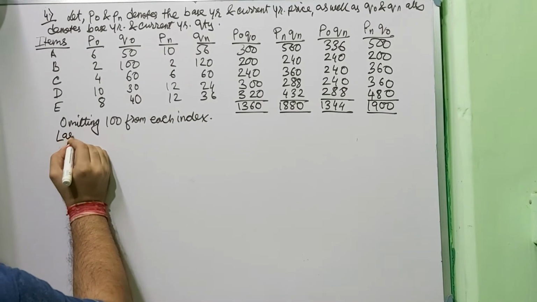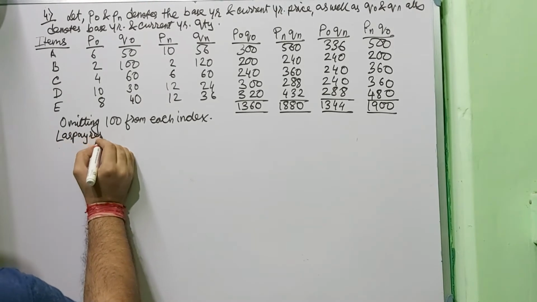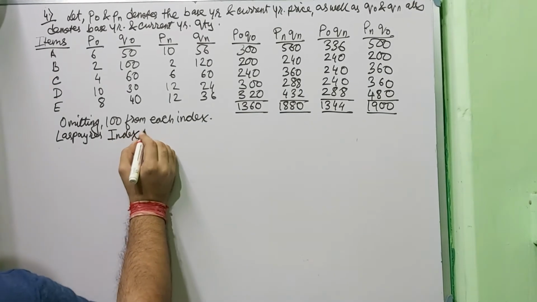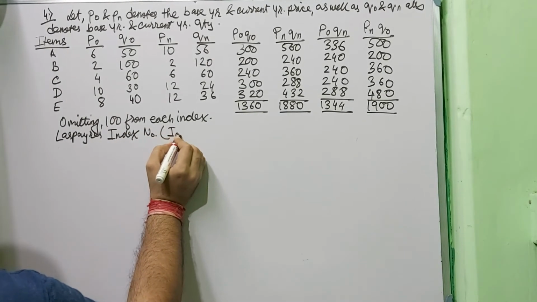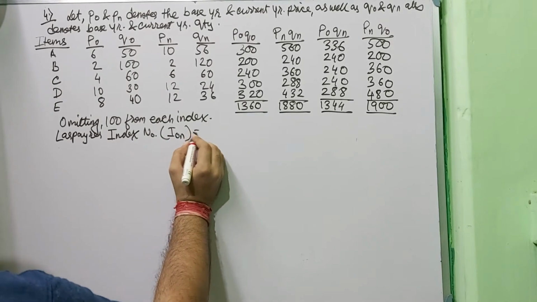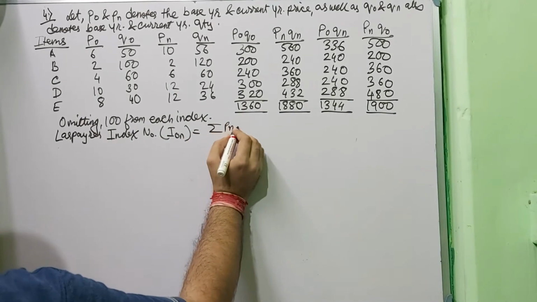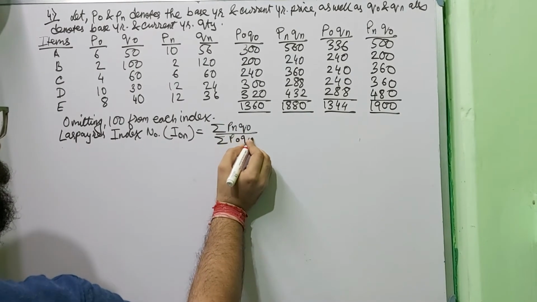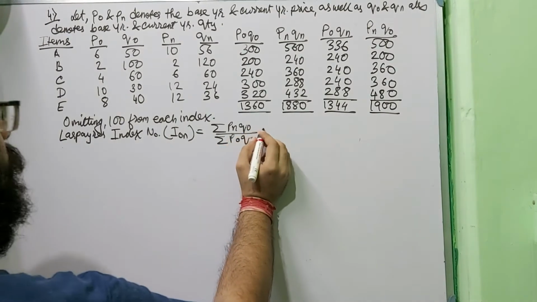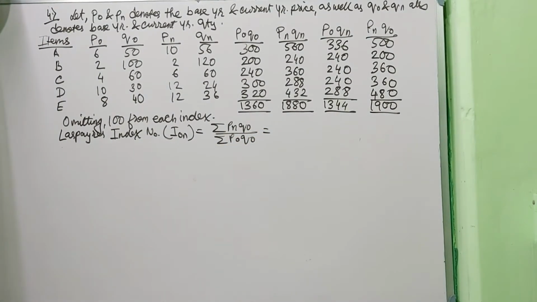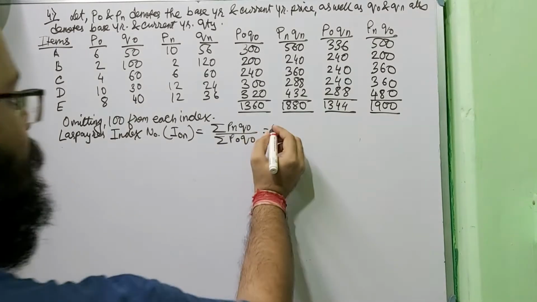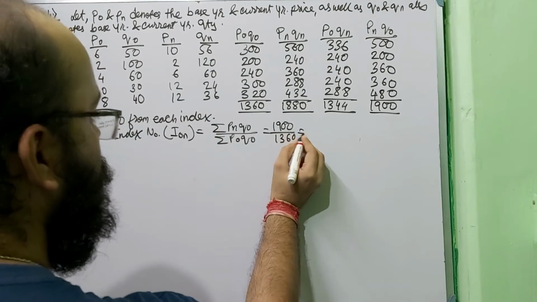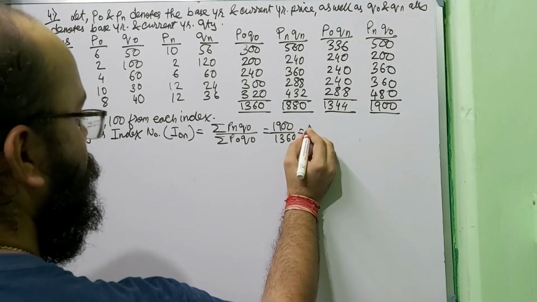Now last is the index number, which is I0n equal to summation of PnQ0 by summation of P0Q0. PnQ0 is 1900, P0Q0 is 1360. If you divide that, it comes to 1.4.